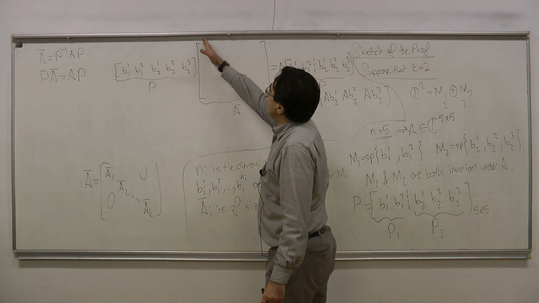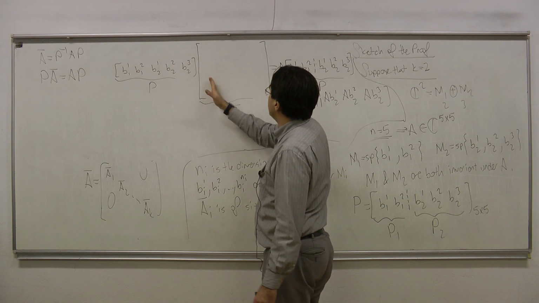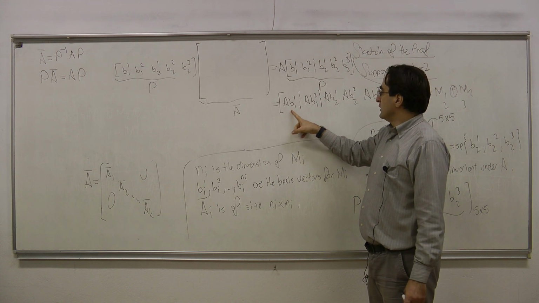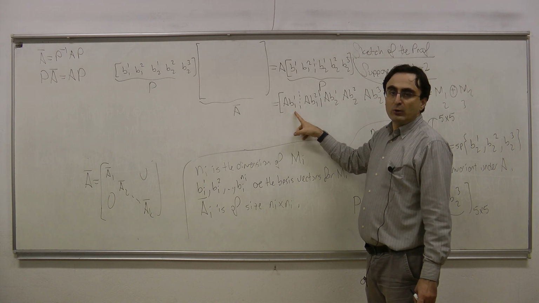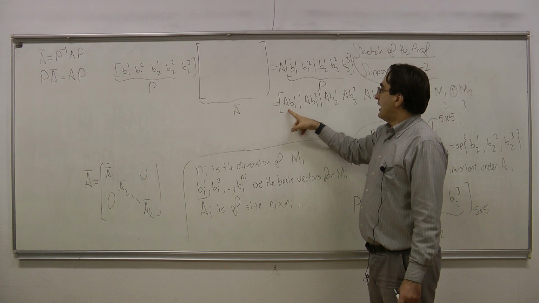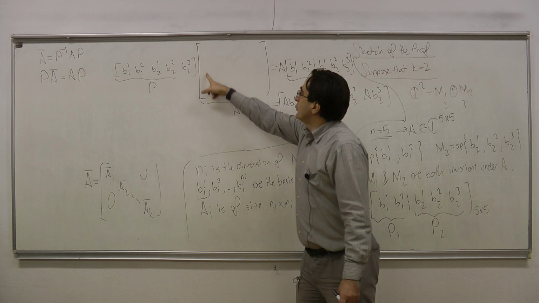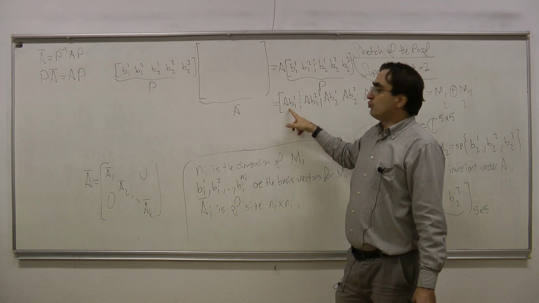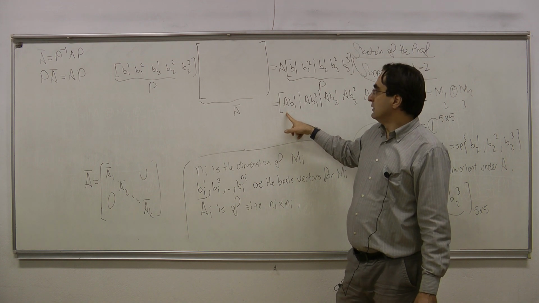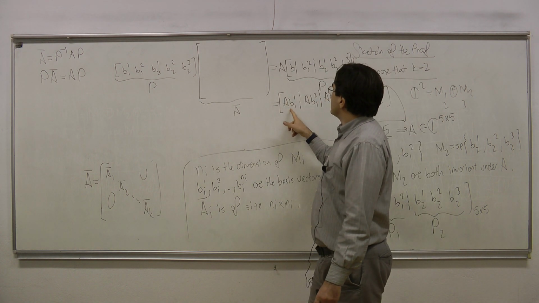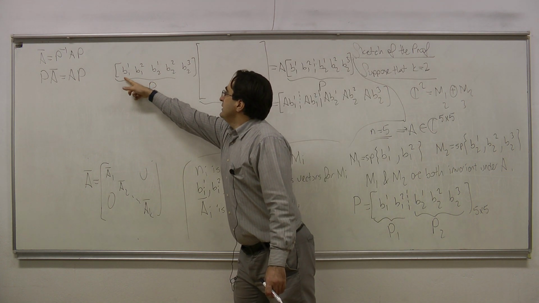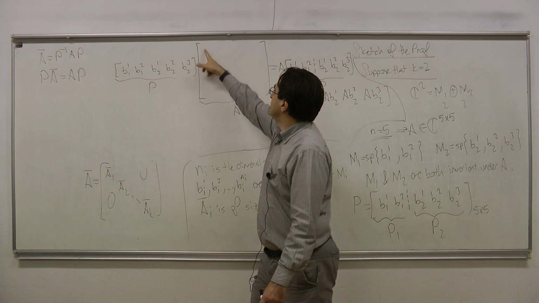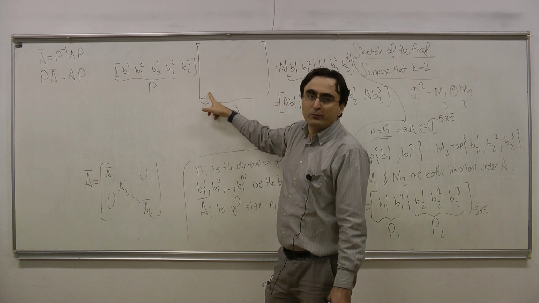So in order to be able to find the first column of A bar, I need to look at the first column of the right-hand side. First column of the right-hand side is A times B11, okay? And the first column of the multiplication should be AB11, okay? And I need to write AB11 as a linear combination of the columns of P here, and the coefficients of that linear combination are going to be the first column of A bar.